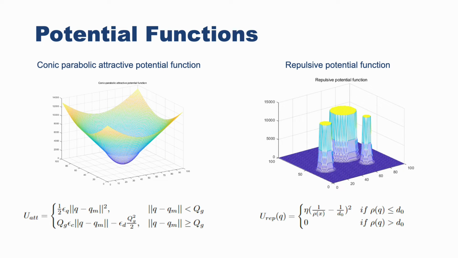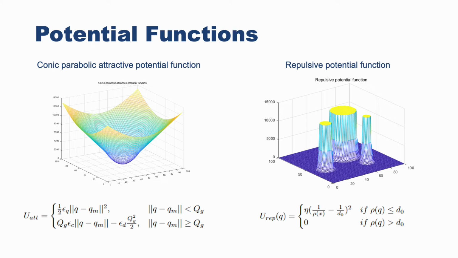We define two types of potential function to achieve this behavior: attractive potential UATT and repulsive potential UREP. For the attractive function, two types of distance functions are commonly used, which are quadratic and linear, also called the conic. The quadratic function considers the distance as a square norm function, and the conic function considers the distance as a norm function. Both functions have their advantages and disadvantages.